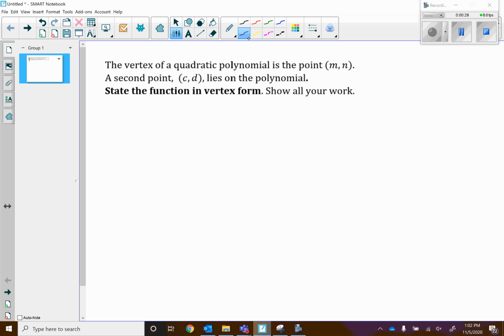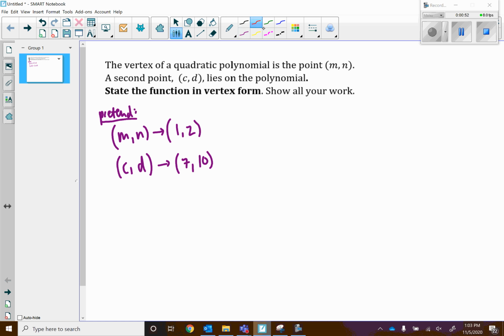Let's pretend for a second that this problem doesn't give us variables, but it gives us values. So instead of (m, n), let's say the vertex is (1, 2). And instead of the point (c, d), let's say that point is (7, 10). These are fake. I want to stress this. This is just letting us see what we have to do.